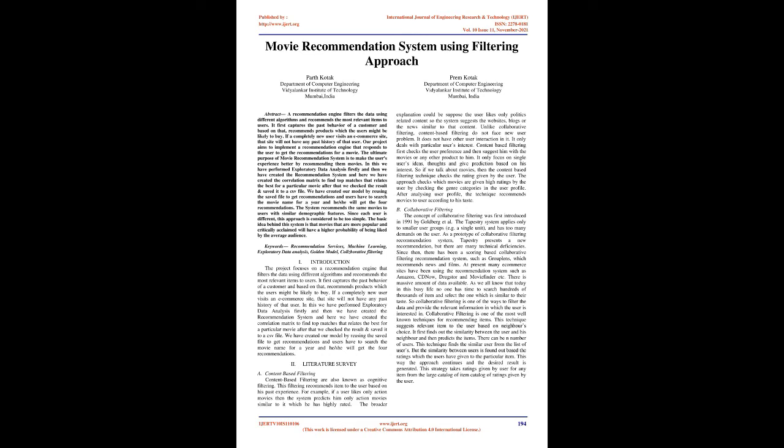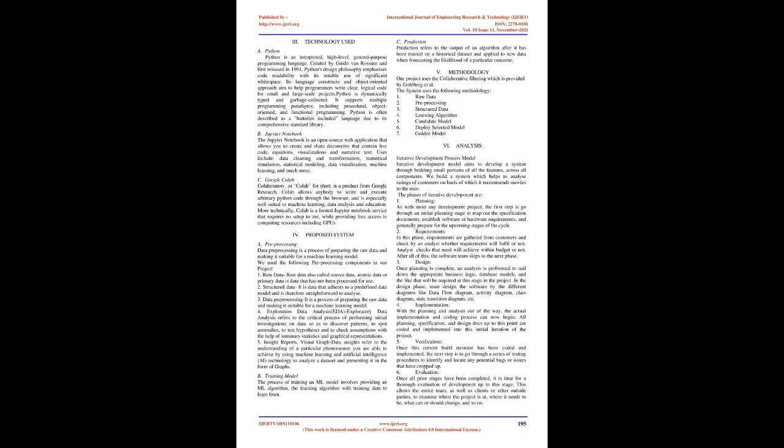This technique suggests relevant items to the user based on neighbors' choices. It first finds out the similarity between the user and his neighbor and then predicts the items. There can be n number of users. This technique finds the similar user from the list of users. But the similarity between users is found out based on the ratings which the users have given to the particular item. This way the approach continues and the desired result is generated.